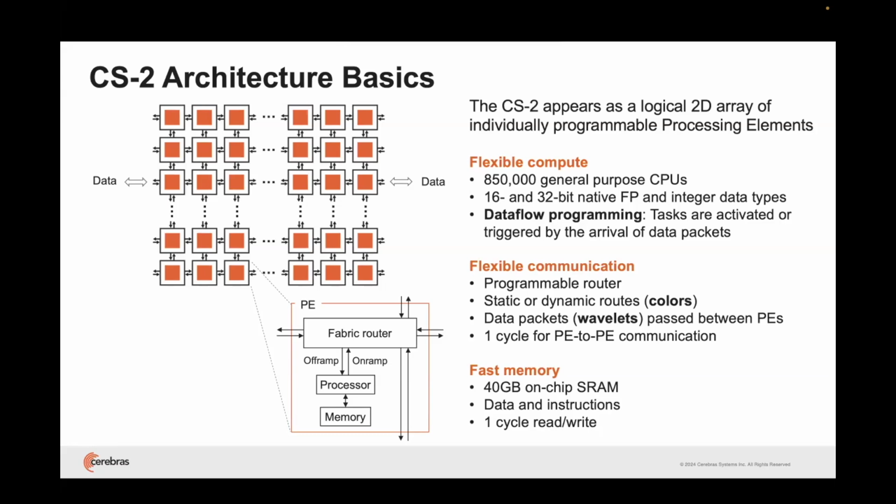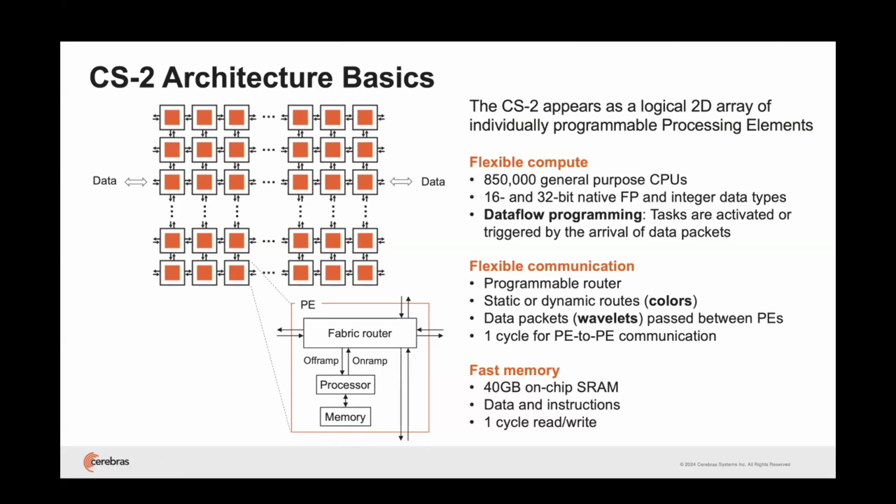The way that these processing elements are wired together to communicate is over routes, virtual channels called colors. Each processing element has two bidirectional links to each of its neighbors and a bidirectional link called the ramp between its router and its processor. This part here, consisting of the processor and the memory, we often call the CE, or the compute element, but the whole thing together with its fabric router is called the processing element.